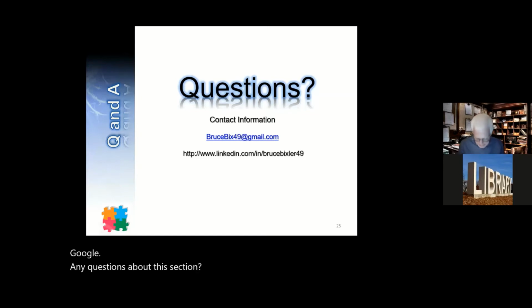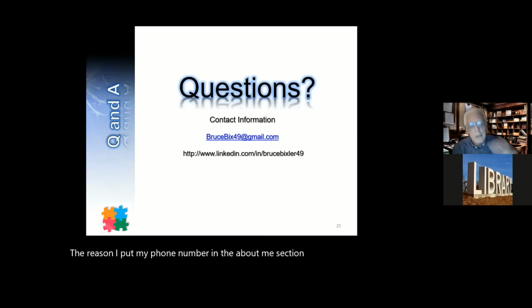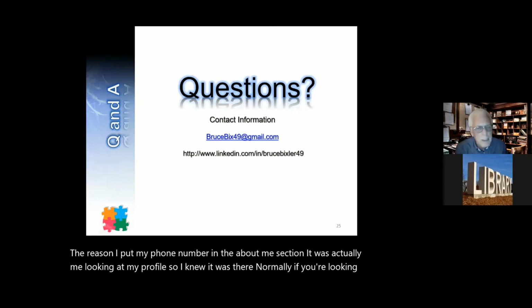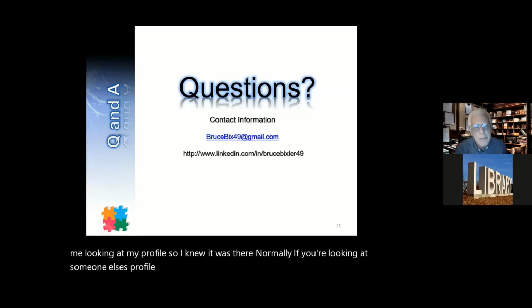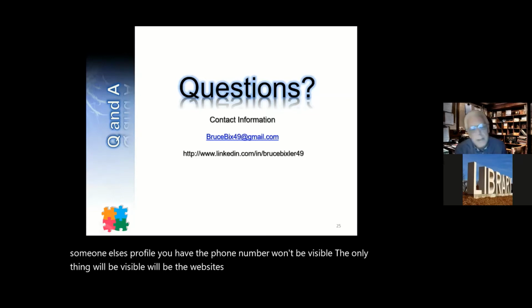Yes. First one, I see you put your phone number in the contact information, but not in the About Me section. Is there a reason you put it in one section and not the other? The reason I put my phone number in the About Me section was that I was looking at my own profile, so I knew it was there. Normally, if you're looking at someone else's profile, the phone number won't be visible. The only things visible will be the websites, Twitter, and your email address, depending on who you want to see the email address, but not your phone number. That's private to you.